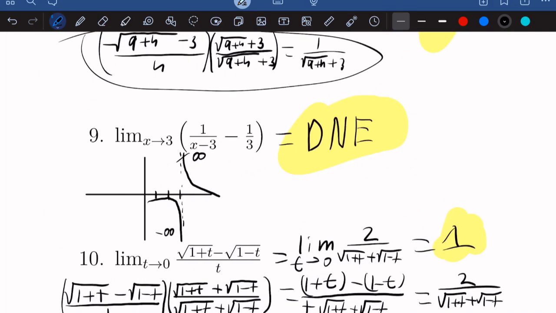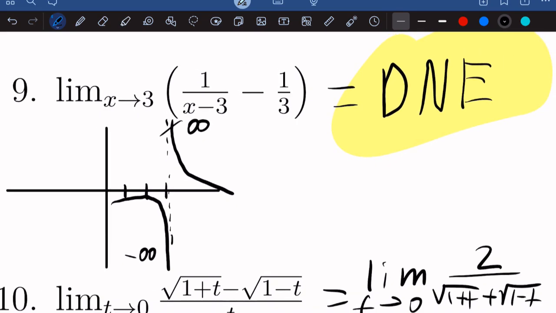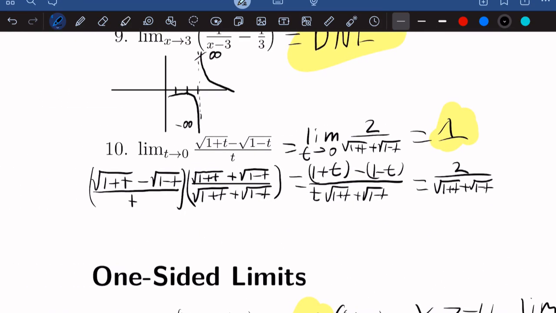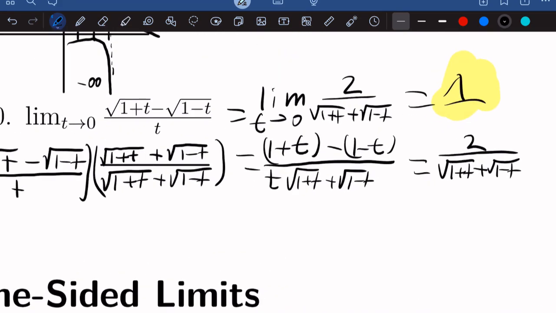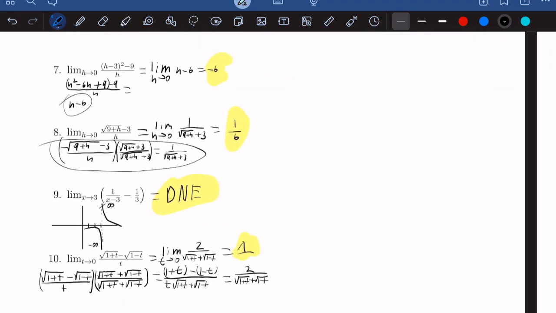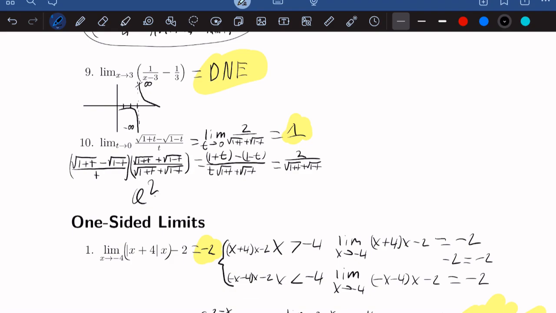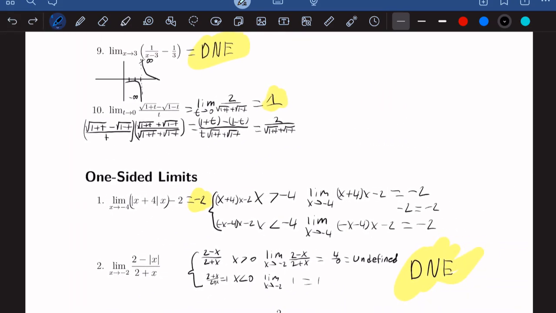For number 9, you have to recognize that this function has an asymptote at 3, which means this is an asymptotic limit, which means the limit does not exist. Now this one, there's a good amount of algebra, so I did it under again, and using the a squared minus b squared formula, you get this, and after simplifying you get this, and then it's just a direct substitution.